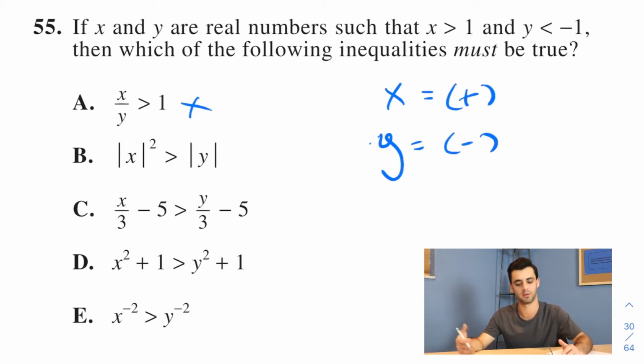Taking a look at answer choice C, we have x over 3 minus 5 is greater than y over 3 minus 5. And that would just be a positive number minus 5 is greater than a negative number minus 5. And if you're subtracting the same value here, if you have a positive number that you're subtracting it from, that's always going to be greater than the negative number. Therefore, C is correct. And that is our answer, and we're done.